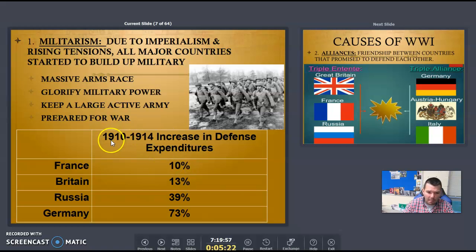In 1910, this is, again, before the war even took place, France increased their budget just for military by 10%. So they knew that things were kind of in the works. So they began to expand their military. Britain, same thing. They increased their defense by 13%. Russia, they expanded to almost 40% of an increase in their military budget. And look at Germany, man. Almost 75% they increased their budget and their defense for their country between these years, again, before World War I even started. So that shows like the buildup.